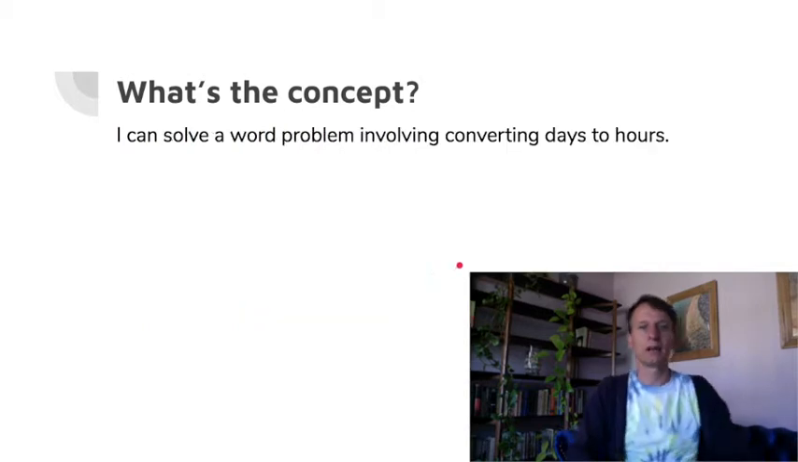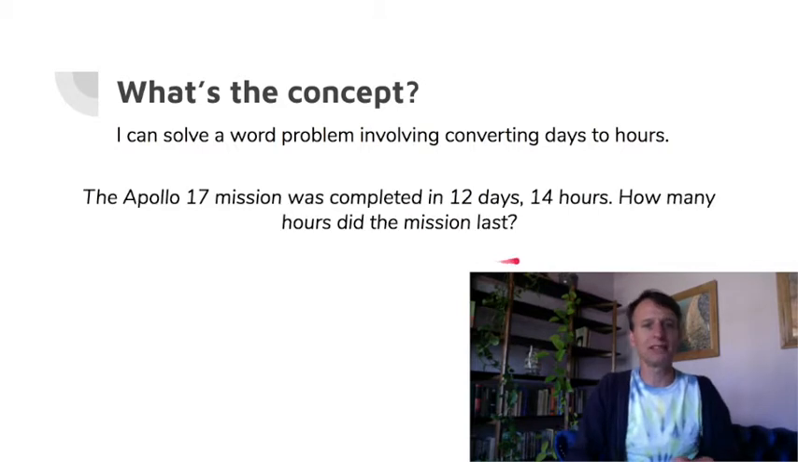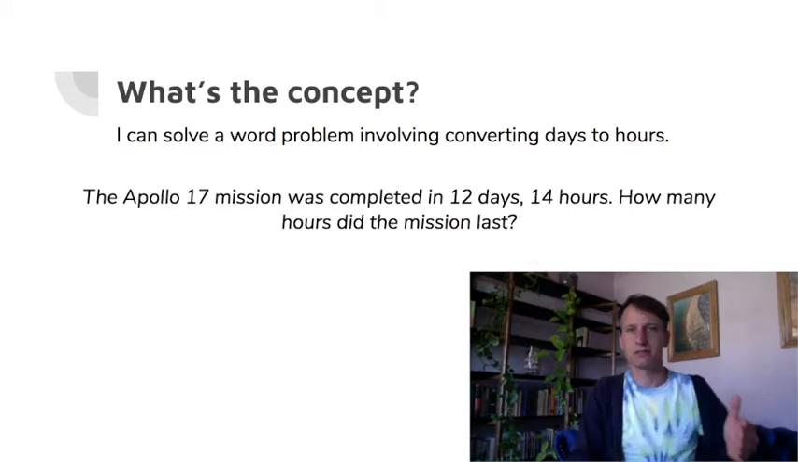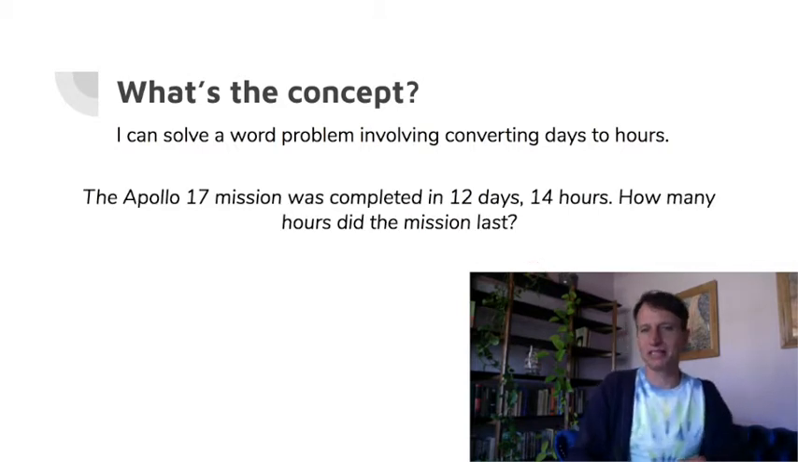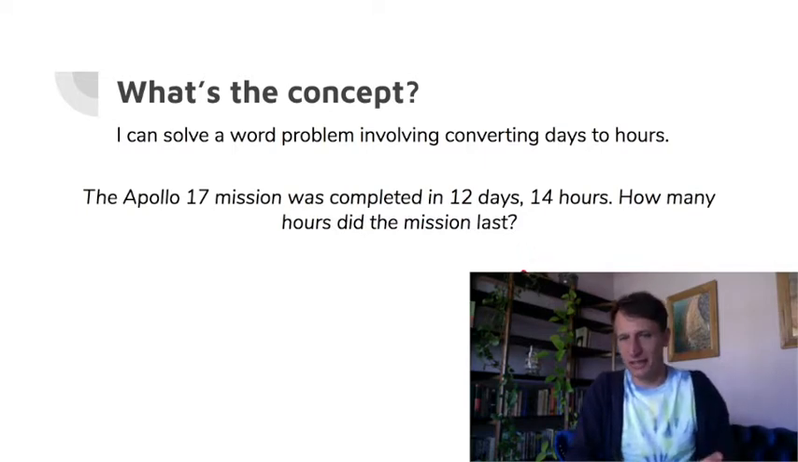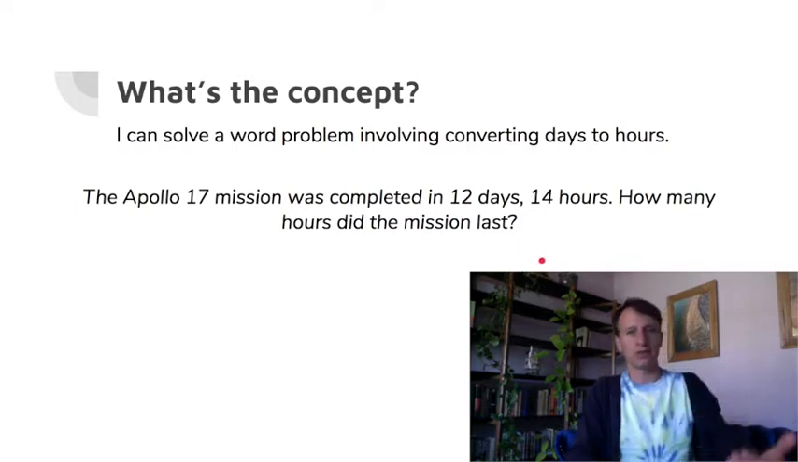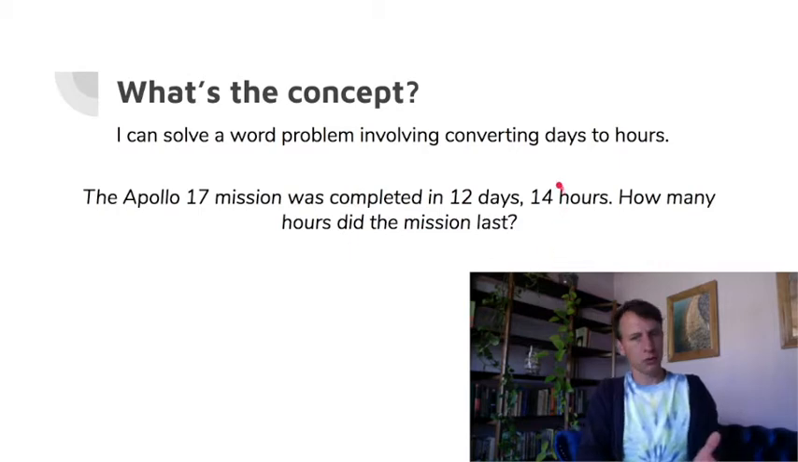All right, now here we go. We're just going to do one word problem. This is going to be a pretty short lesson here. Apollo 17 spacecraft mission was completed in 12 days, 14 hours. How many hours did the mission last? So we have 14 hours there. We don't have to do anything with that. It's already hours. We'll just make sure we include it later.